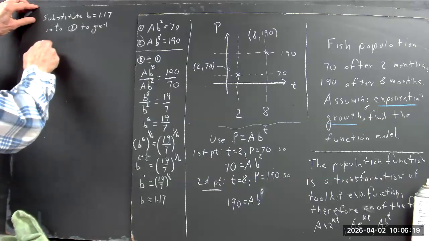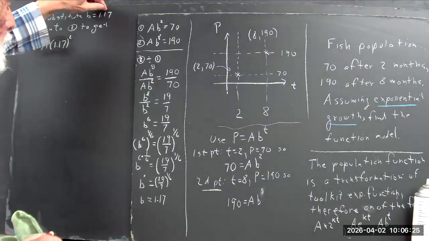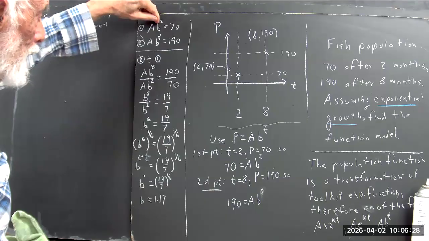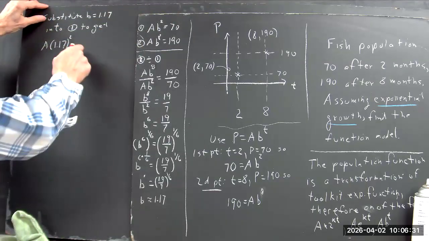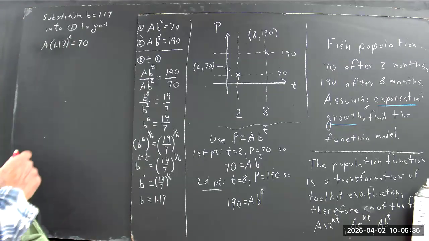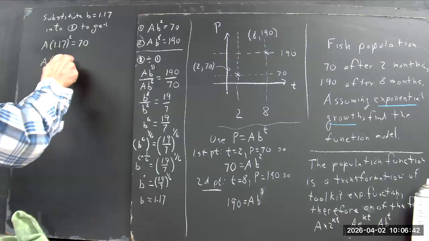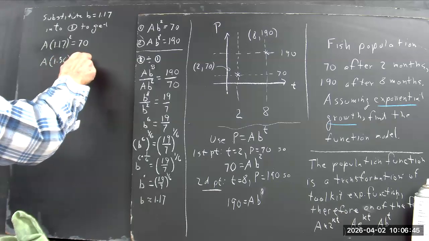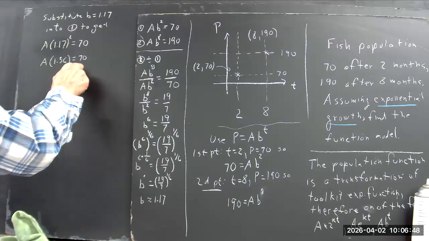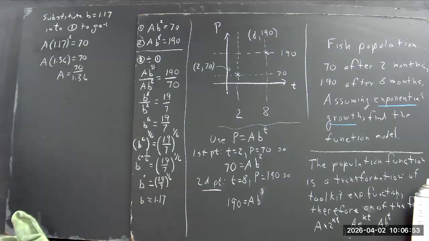To get A times 1.17 squared, we substitute B equals 1.17. Here's B. It's going to be A times the square of B equals 70. So we get A times 1.17 squared equals 70, which is about A times maybe 1.36 equals 70. So that A equals 70 over 1.36, which is a little more than 4/3, so dividing by it is going to be a little more than 3/4 of 70.